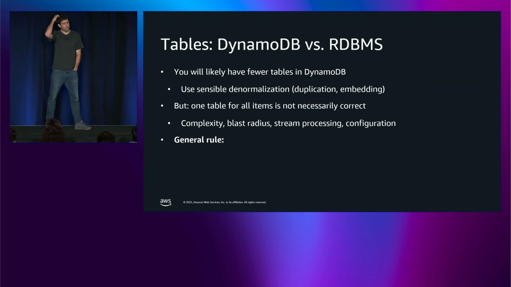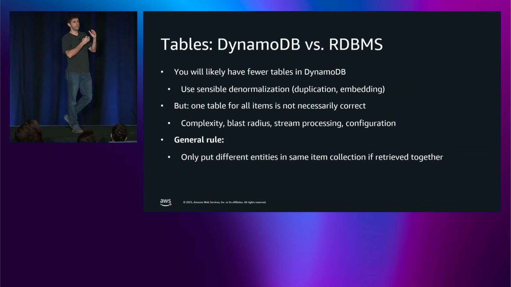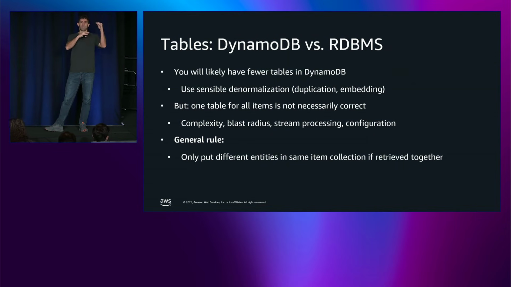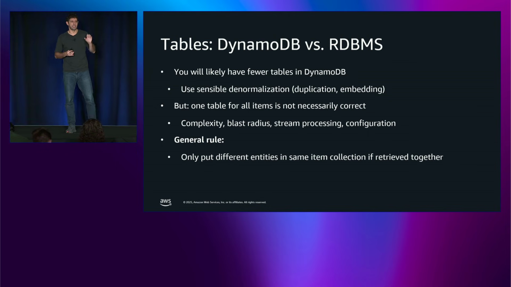So my general rule here is this. Again, only put different entities, if you have different entity types, together in the same item collection if you have at least one access pattern where you're retrieving them together, right? Order and order items. You want to fetch those all together to get all the information about an order. Put those in the same item collection, that's fine, but don't put payment methods in there.